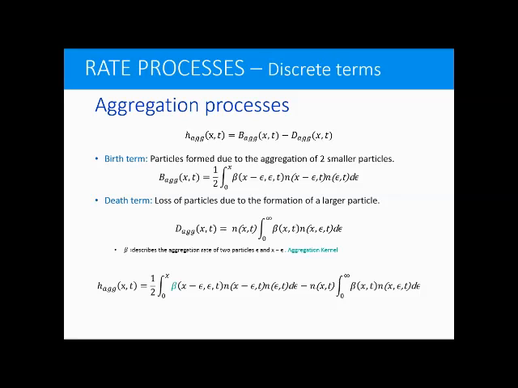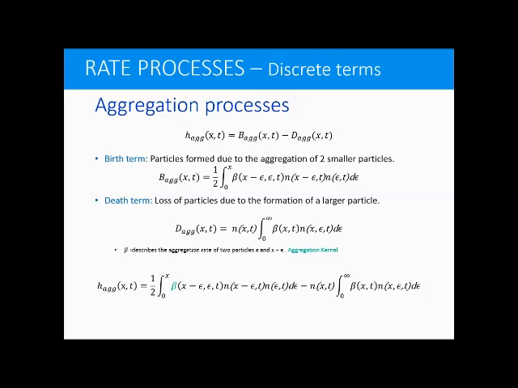So in the birth term, we need to describe which particles are formed on the grid due to the aggregation of two small particles. So we see on the left-hand side, it is the birth of a particle of size x at time t. That is given by an integral equation. And we first have a look at what is written in this integral. The integral going from 0 to x, so the particle of size x that's being formed.